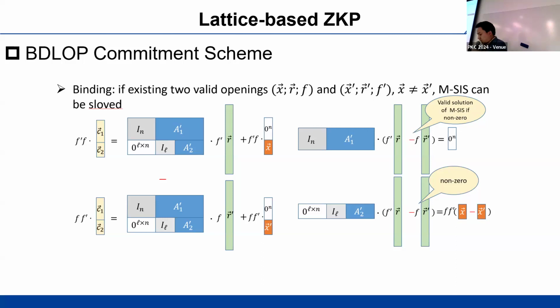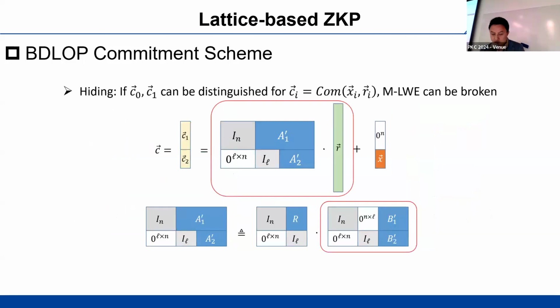The binding security of BDLOP comes from the module SIS assumption. This means that if there exist two valid openings, x, r, f and x prime, r prime, f prime, where x does not equal x prime, then we can obtain a solution for the MSIS problem. In other words, if the MSIS assumption holds, then the binding security also holds. The hiding security of the scheme is based on the MLWE assumption. Specifically, the matrix-vector product in the red frame can be converted into an MLWE instance according to the transformation below. Then we can argue that the message x can be hidden, as the red frame part is indistinguishable from a random vector.